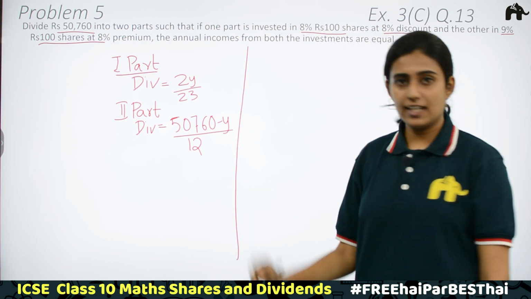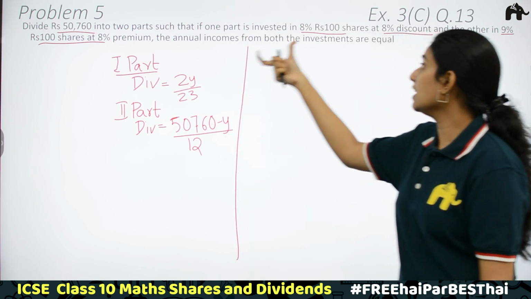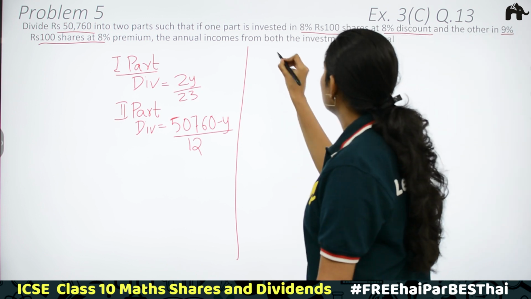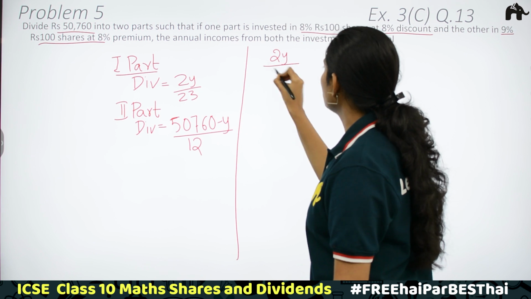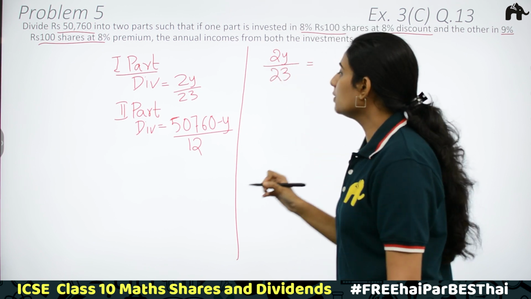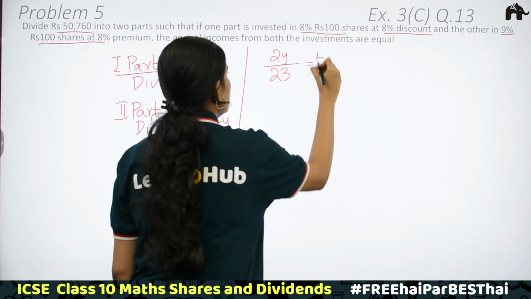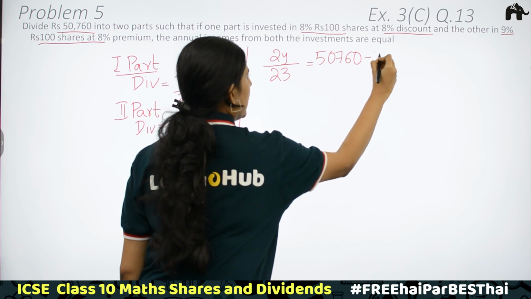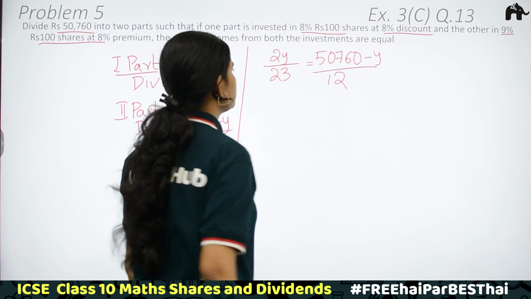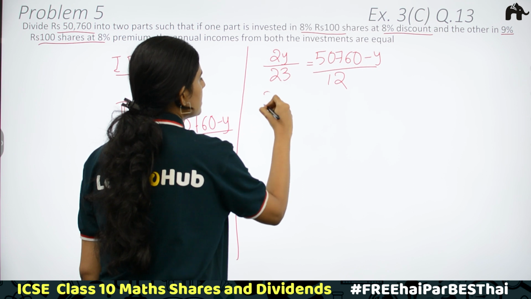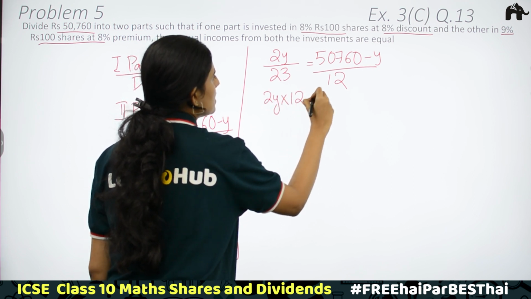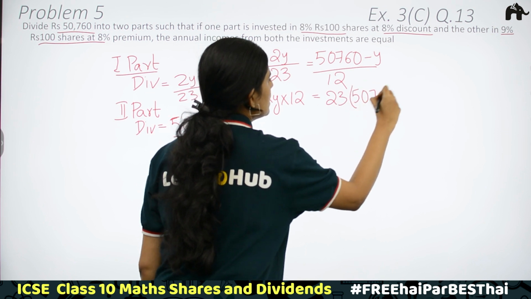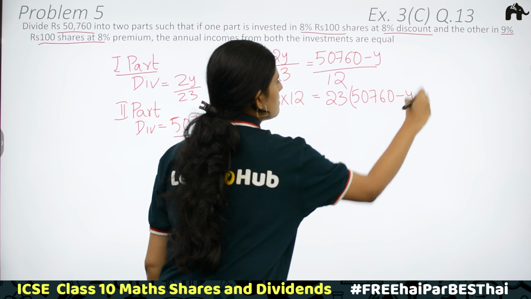Now we can equate, because it is given that the annual income from both the investments are equal. Dividends are equal. That is 2y by 23 is equal to (50,760 minus y) divided by 12. Rearranging, you will get 2y into 12 is equal to 23 into (50,760 minus y).